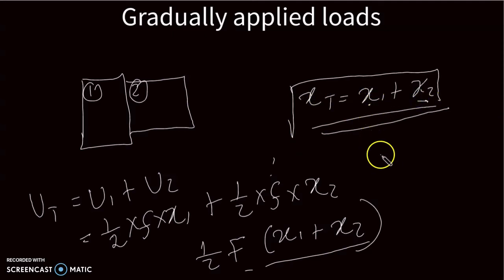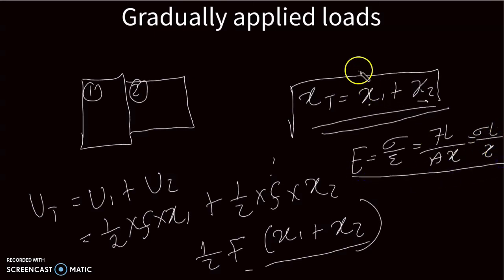From here, you can apply the formula, which is E, Young's modulus, equal to stress divided by strain, equal to FL divided by A x, equal to stress times L divided by x. You apply it here, you apply it here. But at the end of the day, this is the total change in length. Your formula will be like this, half F x total.